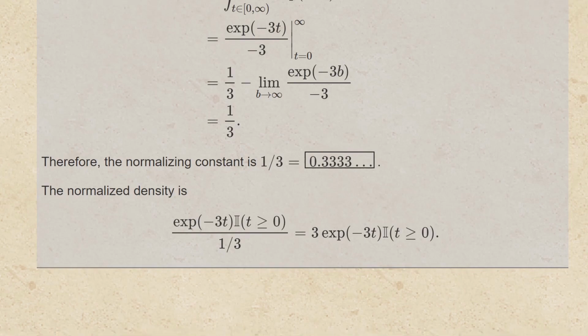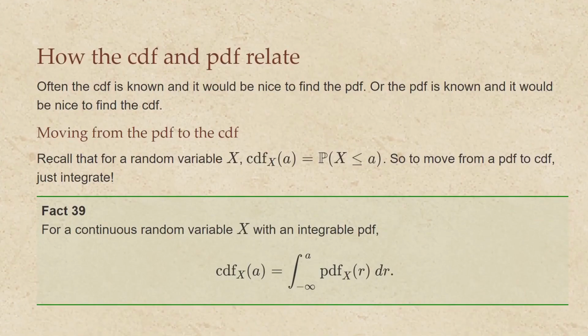Now, often the CDF is known, and it would be nice to find the PDF. Or sometimes the PDF is known, and it would be nice to find the CDF. Recall for a random variable x, the CDF of x at a is the probability that x is less than or equal to a. So to move from a PDF to a CDF, just integrate. For a continuous random variable x with an integrable PDF, the CDF of x at a is the integral from negative infinity up to a of the PDF of x at r dr.